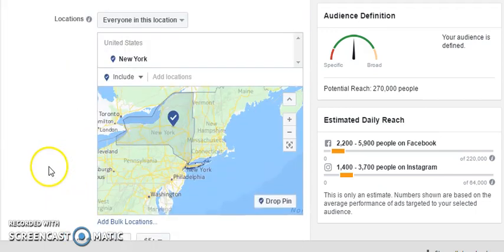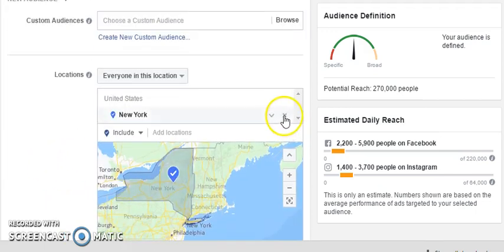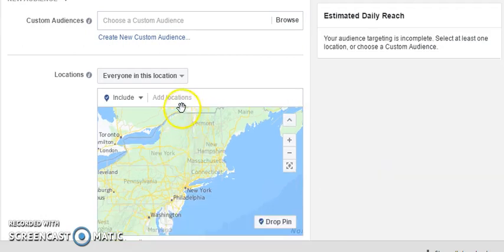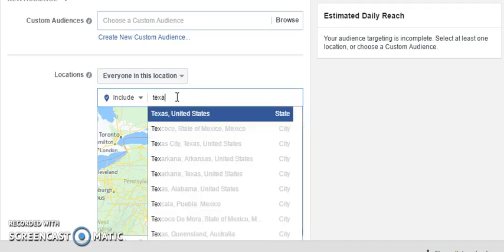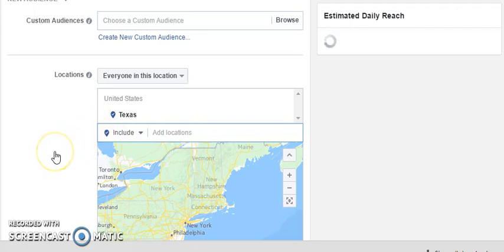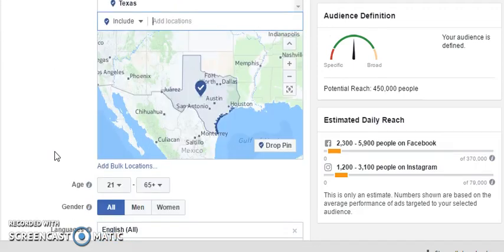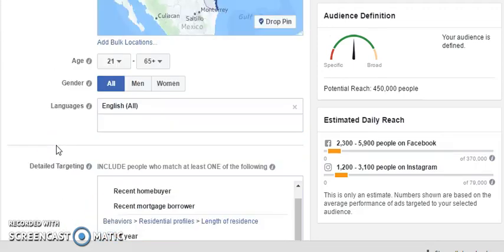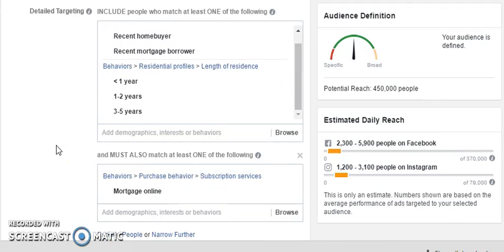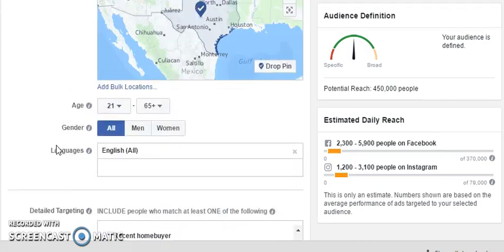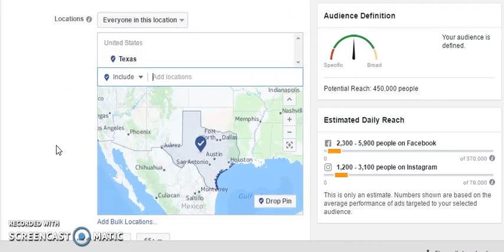So just quickly, let's go up here and let's just change a state. Let's just throw in any old state. Just for argument's sake, let's see what numbers look like on another state. Let's just go to Texas. So that should hopefully update quickly. So right now, there you go, 450,000 people in Texas with the same demographics, the same targeting. So you can see, it varies by state, wherever you are.